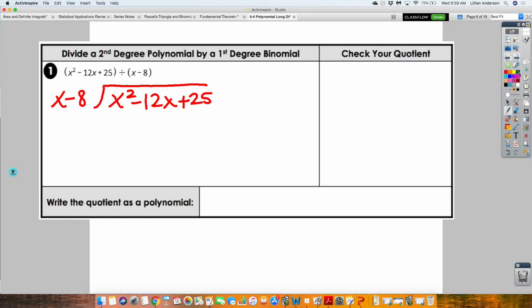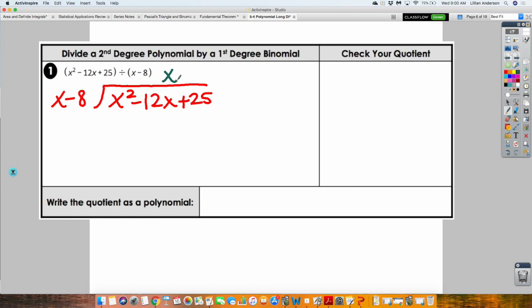Now I am ready to divide. I've set everything up. You need to ask yourself, x times what gives me x squared? X. Or you can ask, how many times does x go into x squared? It's still just x. Does everybody see that? X times x is x squared, yes? Do we agree? So I'm going to put x above where the x's are. Line it up, nice and pretty.